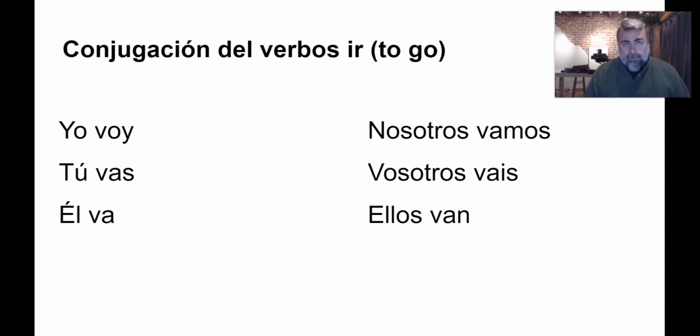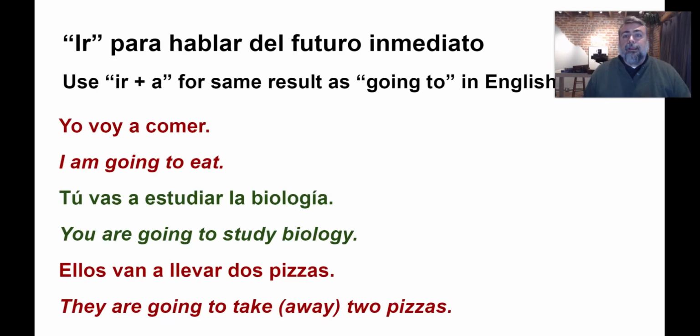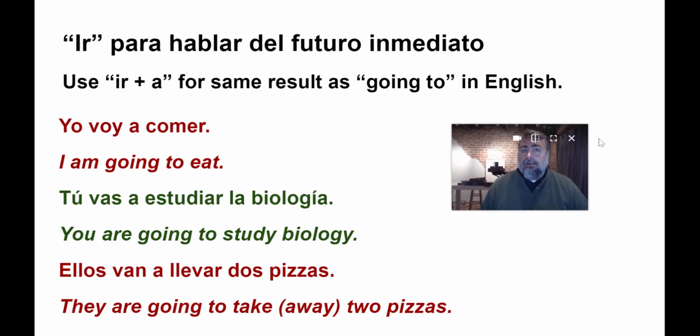So ir is to go, but then it's yo voy, tú vas, él va, nosotros vamos, vosotros vais, ellos van. Voy, vas, va, vamos, vais, van. Okay? Now, this verb is obviously very important because we use the verb to go in English all the time, in Spanish all the time as well. Now, it's not used as a helping verb quite as much, but in one very important way, and similar to English, it is used. We can use ir to talk about el futuro inmediato, the immediate future.